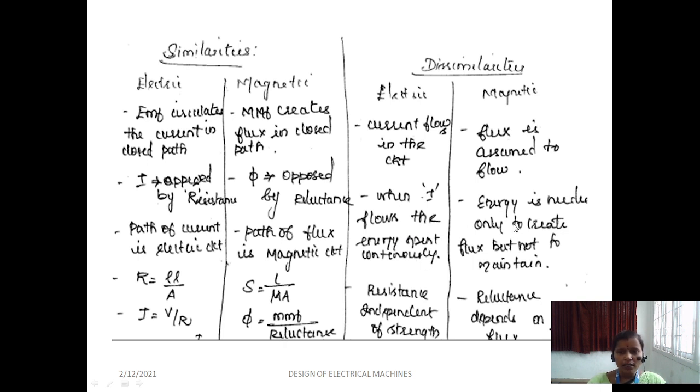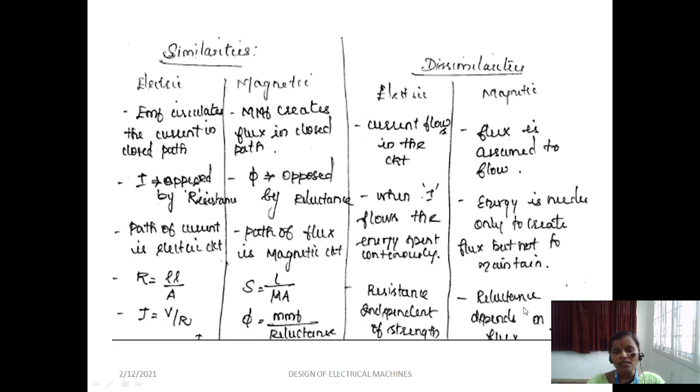But in case of a magnetic circuit, energy is required to create the magnetic flux, but it is not required to maintain it through the circuit until you complete your operation. And the last, foremost important point is that the resistance offered by an electric circuit is independent of the strength of current allowed to flow in the circuit.